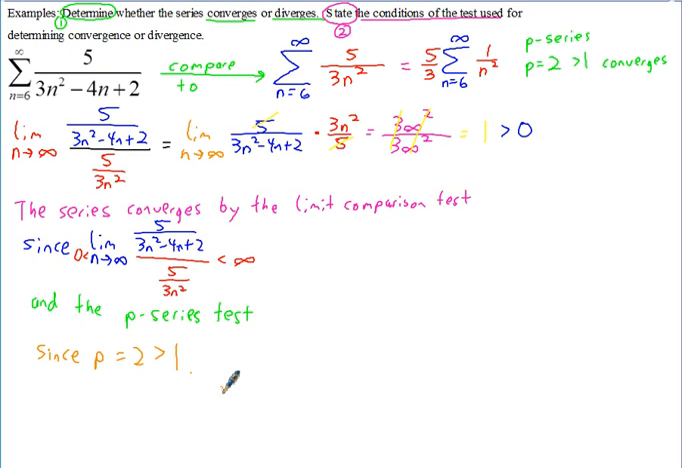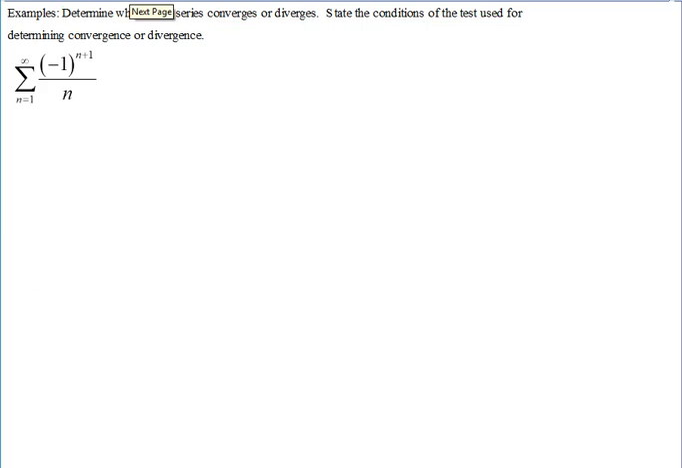Okay, let's take a look at another example. On the next one, it says determine whether the series converges or diverges, same thing, and state the conditions of the test used for determining convergence or divergence. So this one, right off the bat, because of this negative 1 to the n plus 1, that's what tells you this is an alternating series.